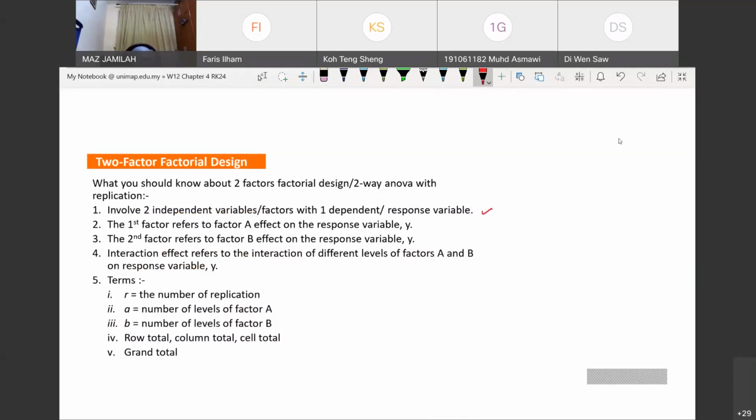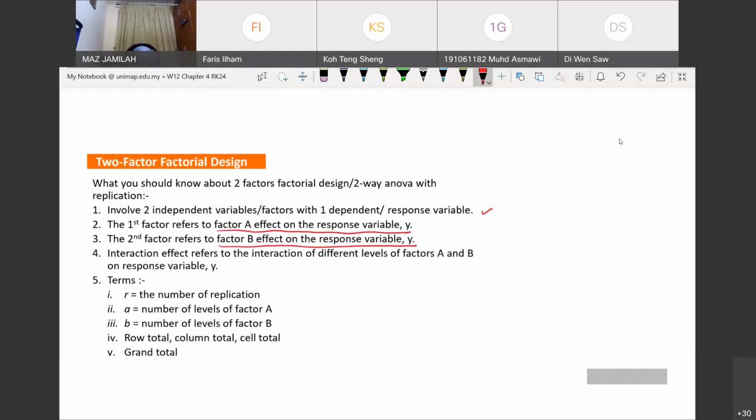Secondly, the first factor refers to the factor A effect on the response variable Y. So we are always talking about the effect. Third, the second factor refers to the factor B effect on the response variable Y. So we are talking about the effect of each factor towards the dependent or response variable.